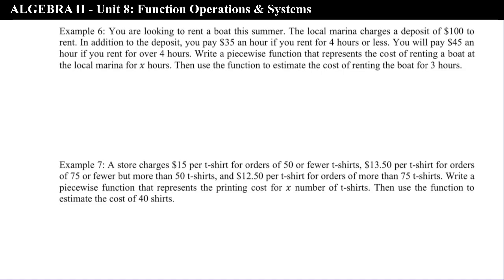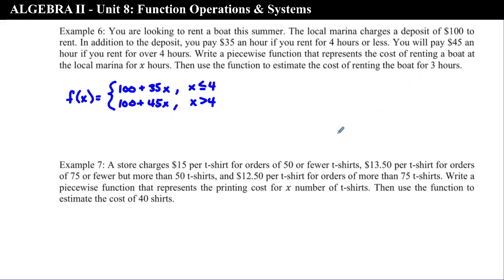All right, let's first of all write our piecewise function. So we're going to have two pieces again. You have to pay a deposit of $100 either way, so we're going to have $100 plus some amount. It'll be $35 an hour if we rent it for 4 hours or less, so that's x is less than or equal to 4. It will be $45 an hour if it goes over 4 hours, so 45x, that's when x is greater than 4.